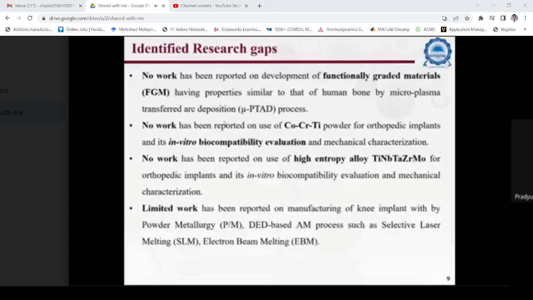Limited work has been reported on the manufacturing of knee implants by powder metallurgy and directed energy deposition based additive manufacturing processes such as selective laser melting and electron beam melting. No work has been reported on manufacturing of knee implants by the microplasma transfer arc deposition process.